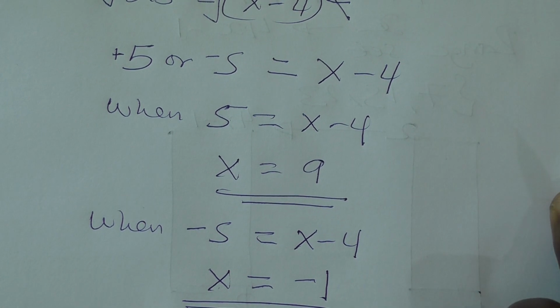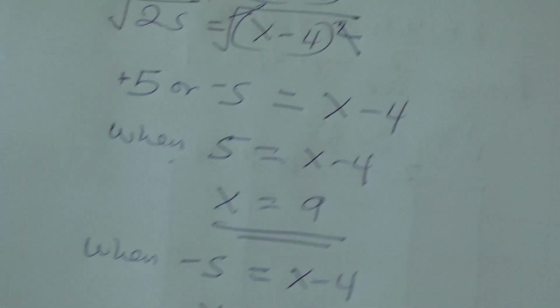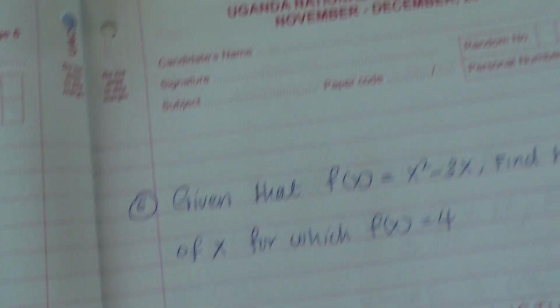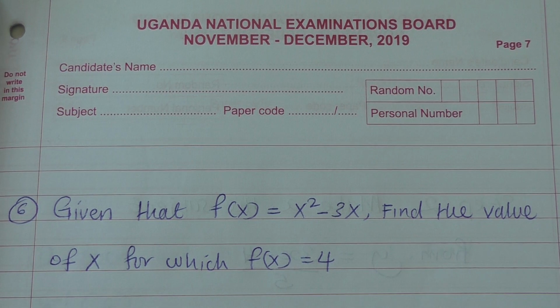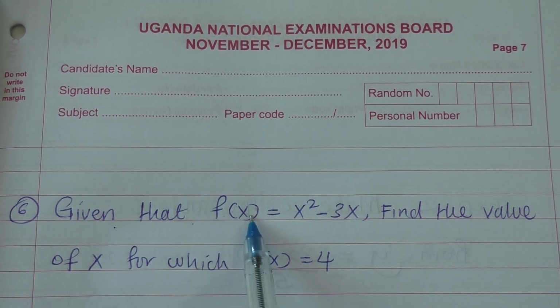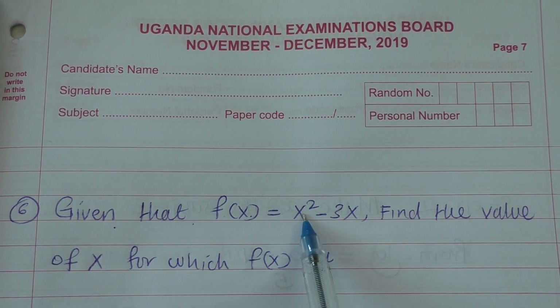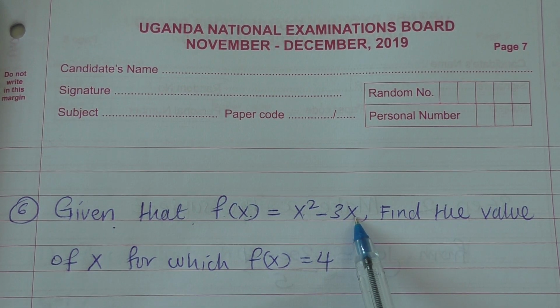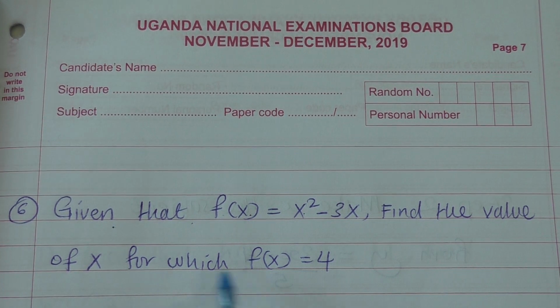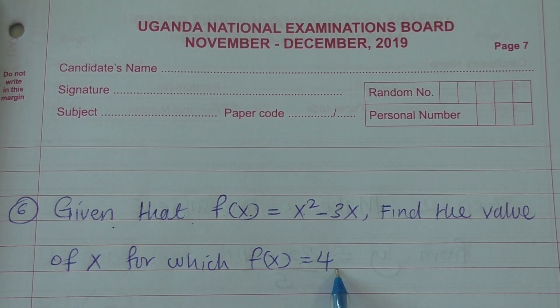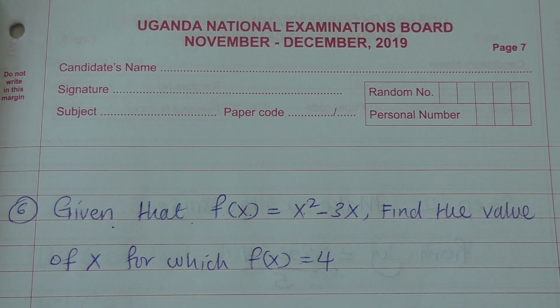And lastly, the last example on finding unknowns, number 6, says that given that f(x) equals x squared minus 3x, they want us to find the values of x for which f(x) equals 4. This is now a quadratic equation. How did you know? Substitute and see.